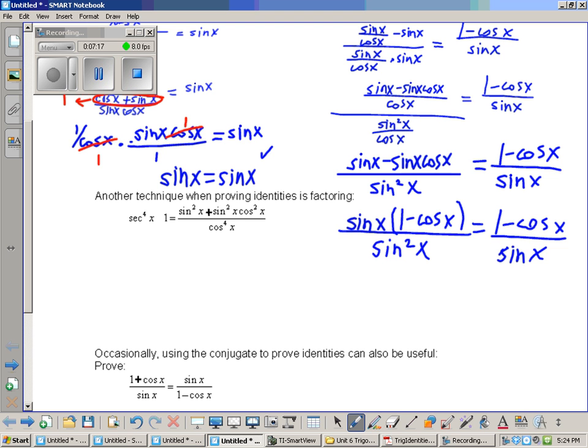Now, sine squared x means sine x times sine x. So one sine x in the numerator will cancel with one of the sine x's in the denominator, which eventually gets rid of the squared power. So now I have 1 minus cosine x over sine x equals 1 minus cosine x over sine x, and my job is done.